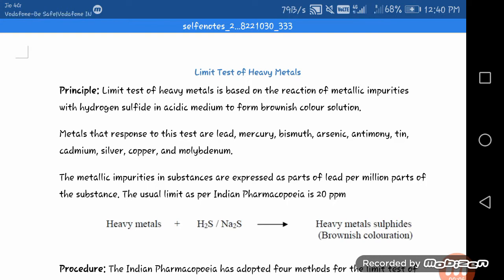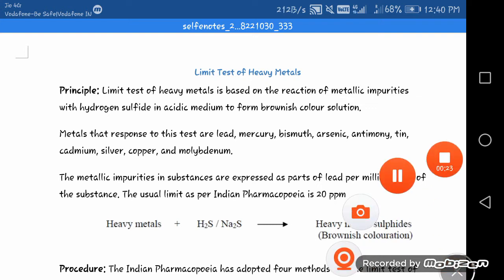This is the subject of pharmaceutical analysis, and we are studying the limit test. We have studied many limit tests in previous classes, and today is the limit test of heavy metals. So let's start from the principle. So let's see the principle.